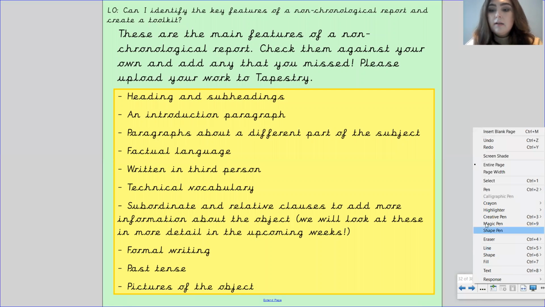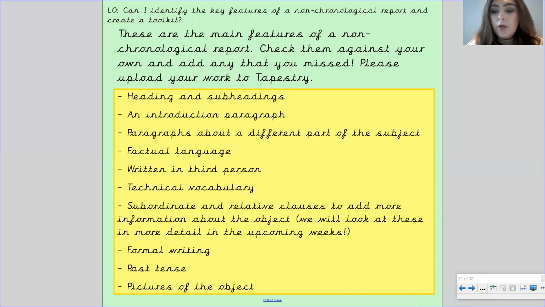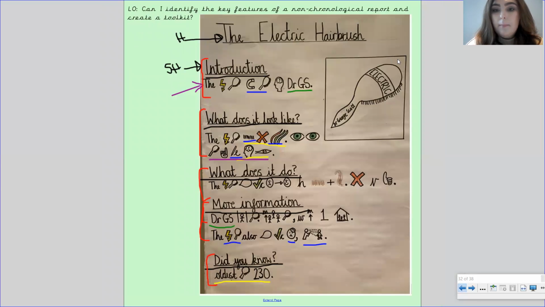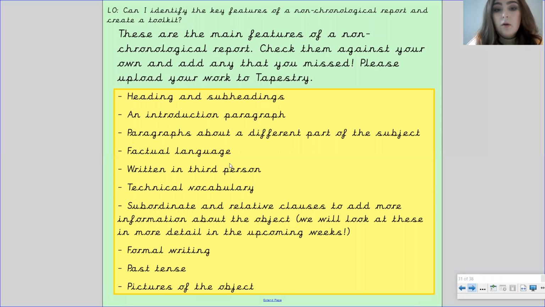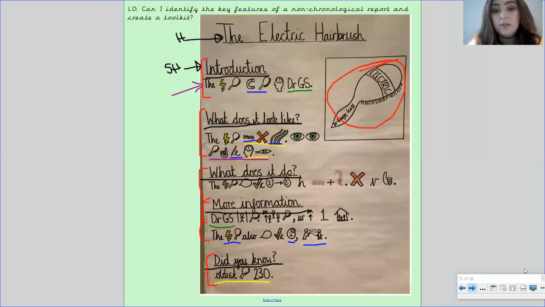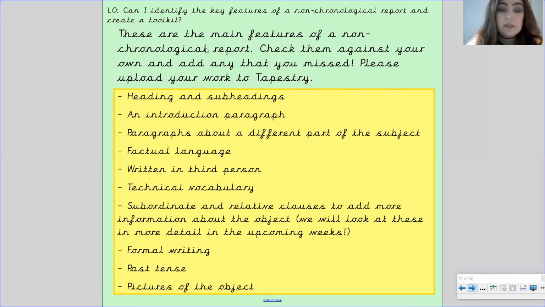And then lastly, we need to make sure that we have a diagram or a picture. Now, it's important that we have one of these in a non-chronological report because it helps the reader to see what exactly we're talking about. So please make sure that you have got all of these on your bullet pointed list. Please add in the ones that you haven't got and make sure you upload your work to Tapestry.